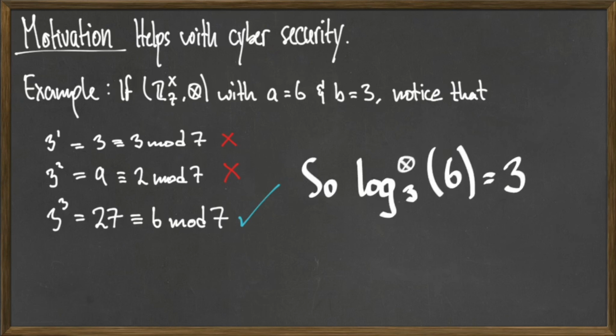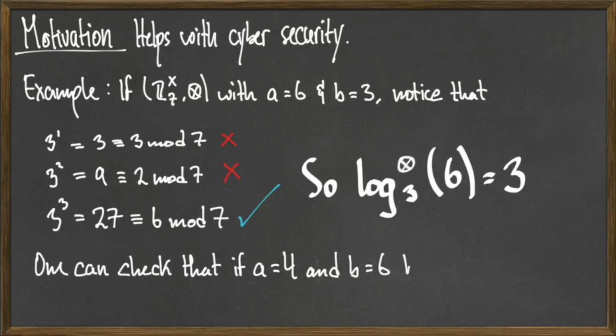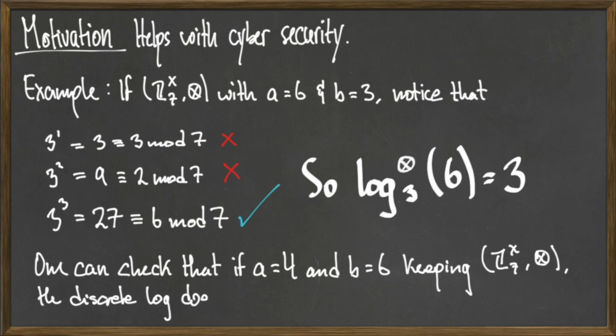So, the discrete logarithm of a to base b with respect to the binary operation times is 3, and we would write log base 3 of 6 is equal to 3. For this example, with a equals 6 and b equals 3, there was a discrete logarithm. However, if we keep the same multiplicative group Z mod 7, but change the value of a to 4, and change the value of b to 6, there is no discrete logarithm. It's important to keep in mind that even when working in the same group, different combinations of elements may not produce a discrete logarithm at all.